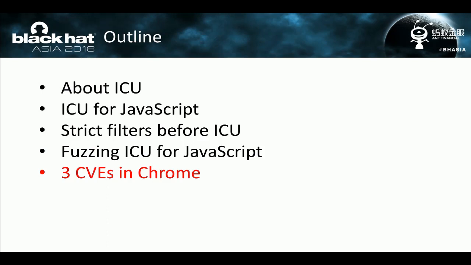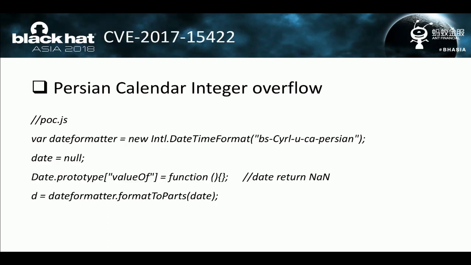And last, I will introduce 3 vulnerabilities I hunted that work in Chrome. The first is CVE-2017-15422. It's a Persian calendar integer overflow. This is the POC, poc.js. First, we create a DateTimeFormat. It's in Persian calendar. Then we change the value of the valueOf function of Date.prototype to a long function.